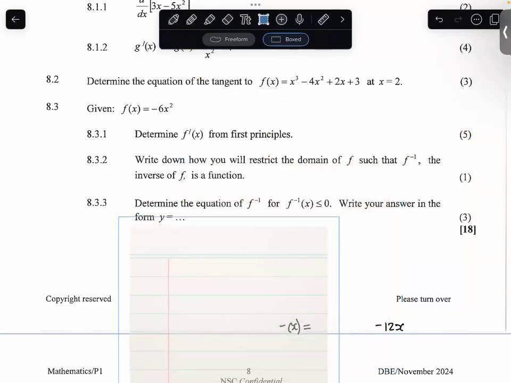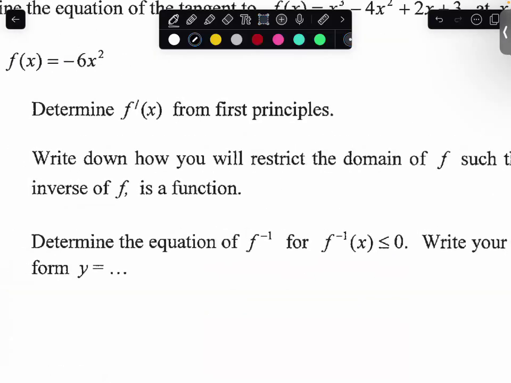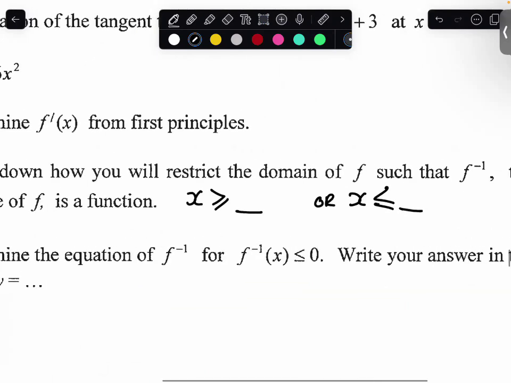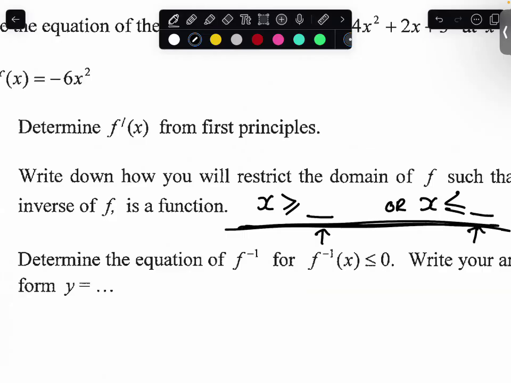Right, the next question says, write down how you will restrict the domain of f such that the inverse of f is a function. Now this question is from inverse functions, and the trick is that it's always the same. It's always x is greater than or equal to something, or x is less than and equal to something. The something is the x coordinate of the turning point of the parabola, because this question of restricting the domain mainly comes out with the parabola. So it's always this. You just need to figure out what that is. And 99.9% of the time in matric, that answer is 0.